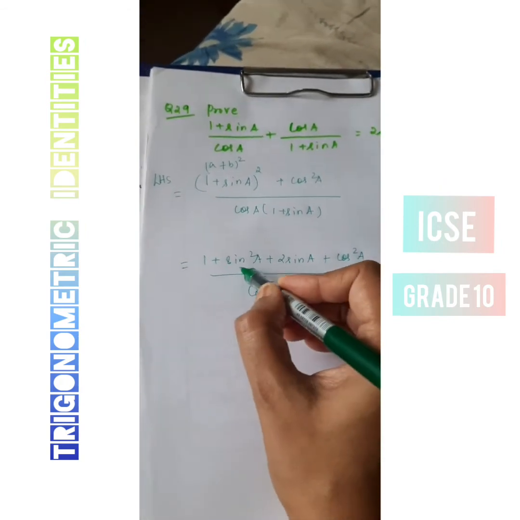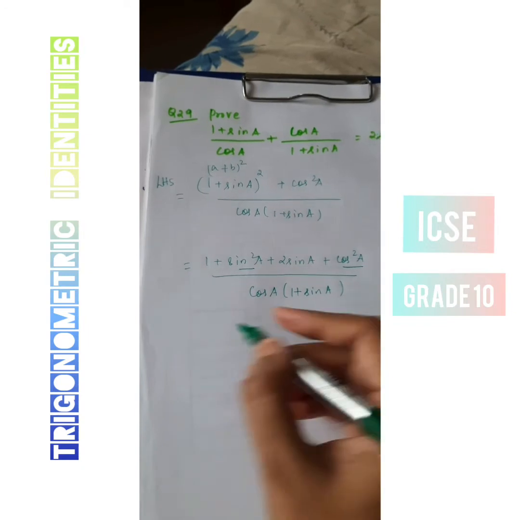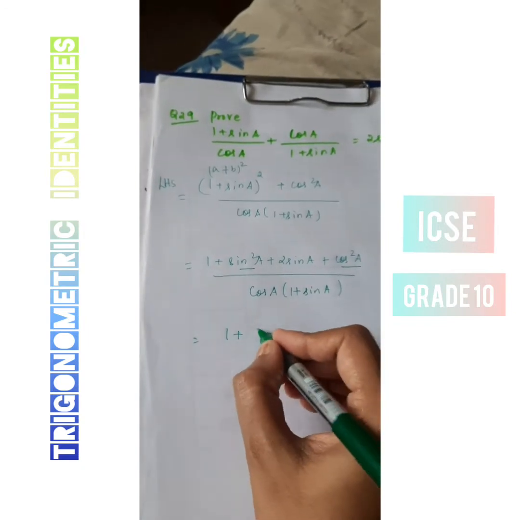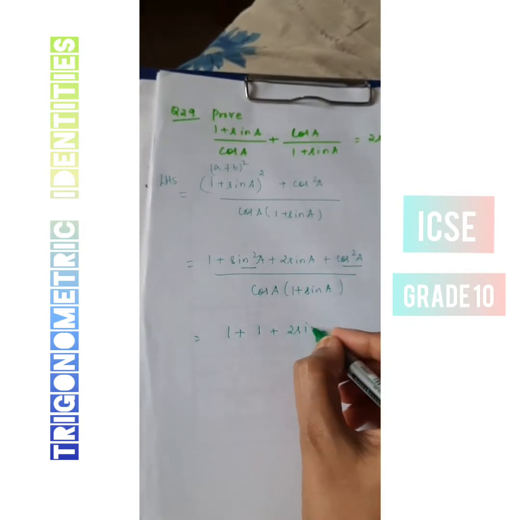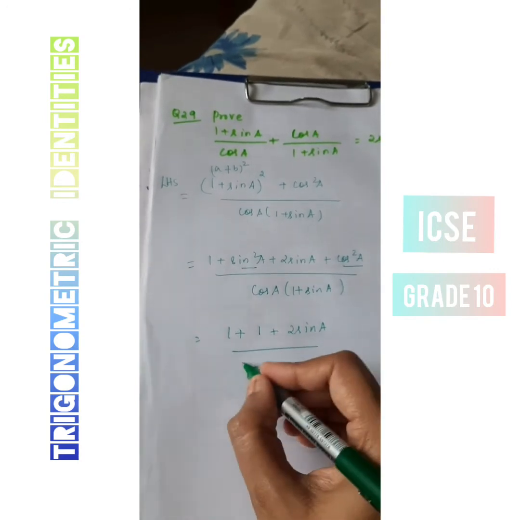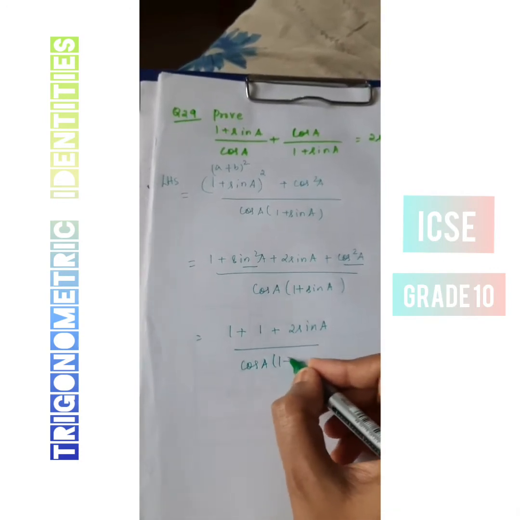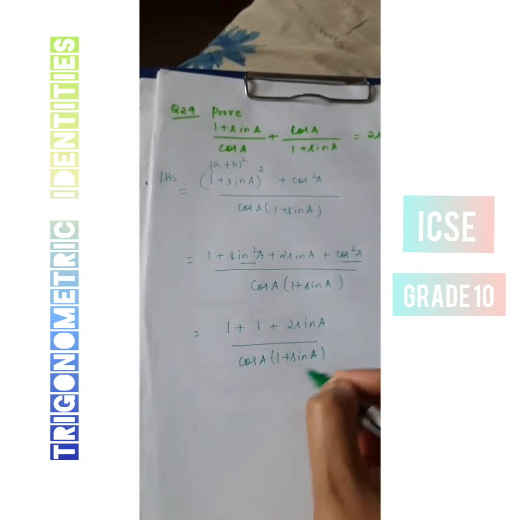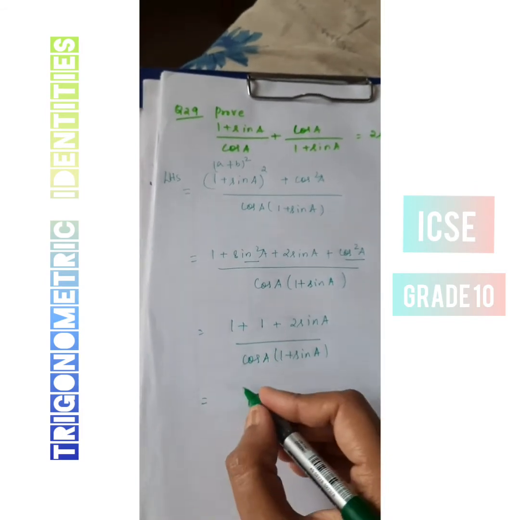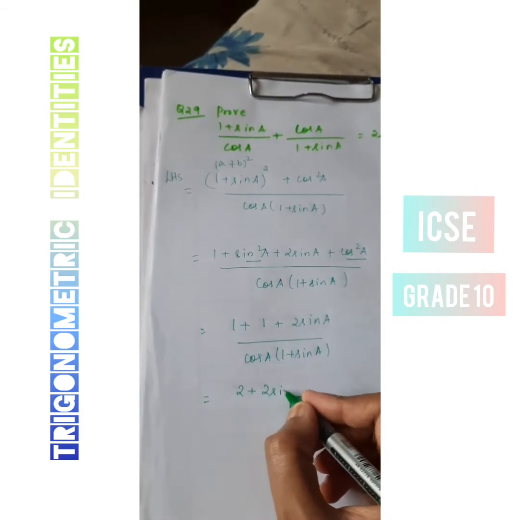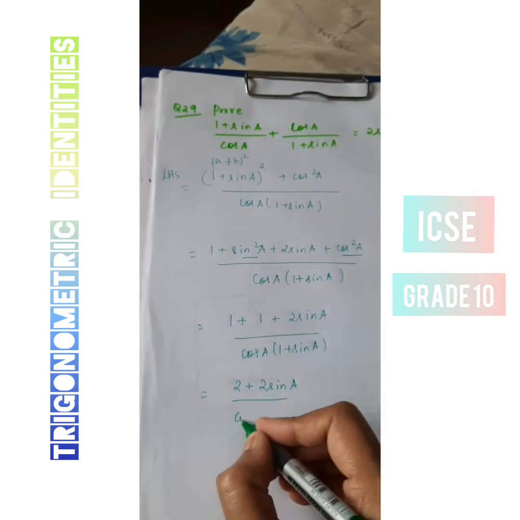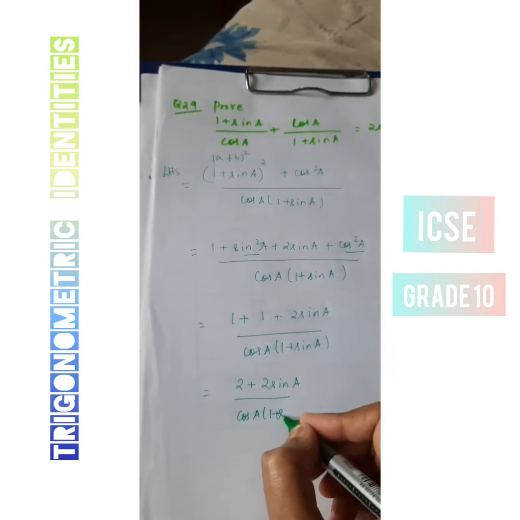Here we know in the numerator sin square plus cos square is 1. So 1 plus 1 plus 2 sin A by cos A into 1 plus sin A. So here if you see 1 plus 1 is 2. So 2 plus 2 sin A by cos A into 1 plus sin A.